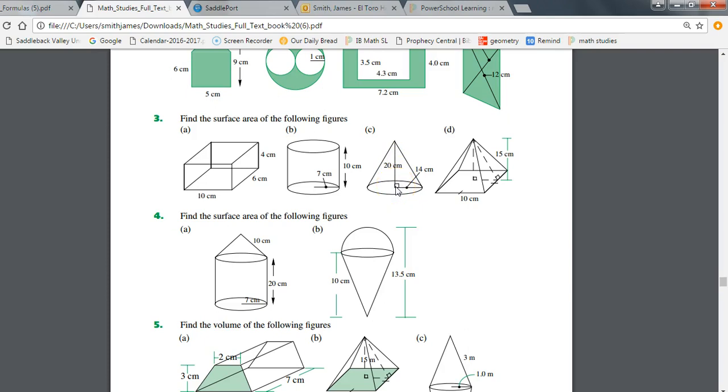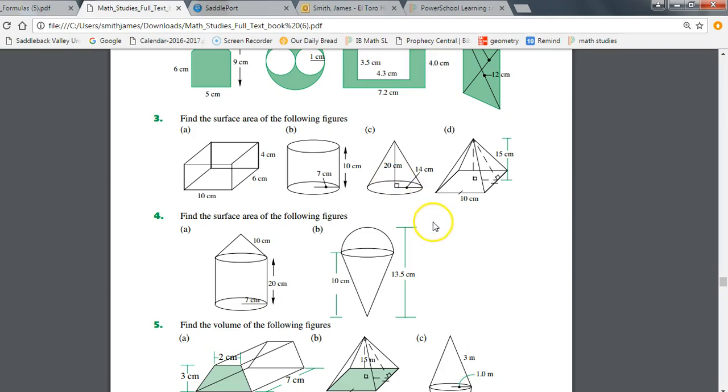There might be cases where you have to do a little side work. You'll notice there's a right triangle here, so maybe instead of the vertical height, what if they gave me the slant height? Then I might have to use a little Pythagorean theorem to get the vertical height. So they might force you into a little side work, but it's still just a matter of pure formula.